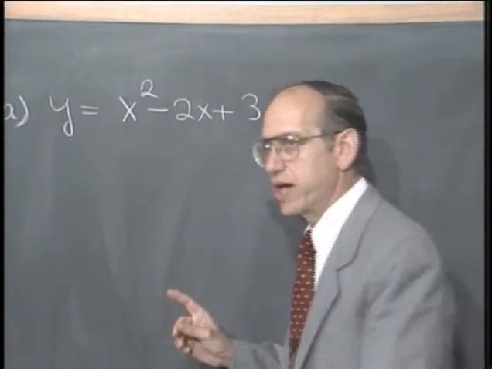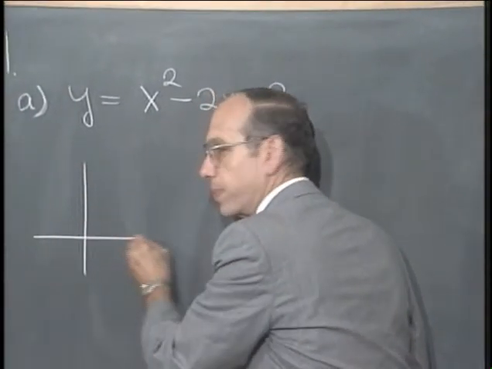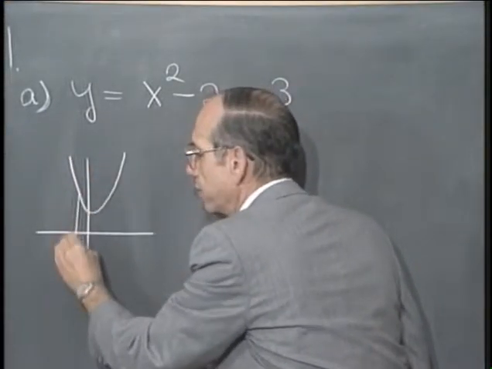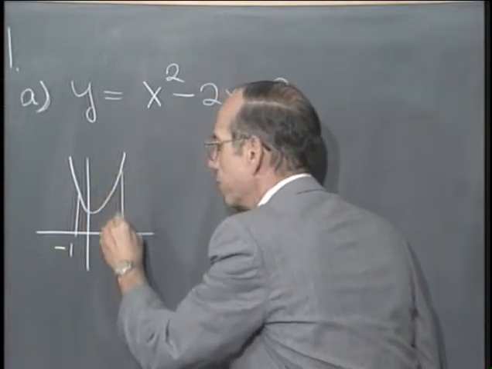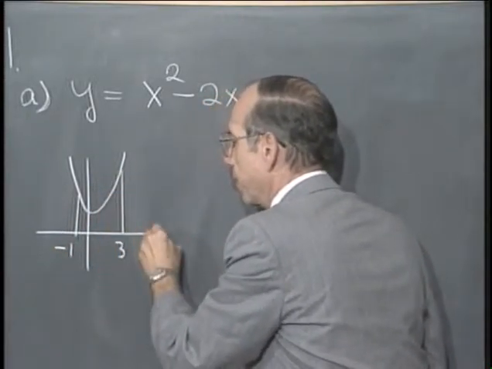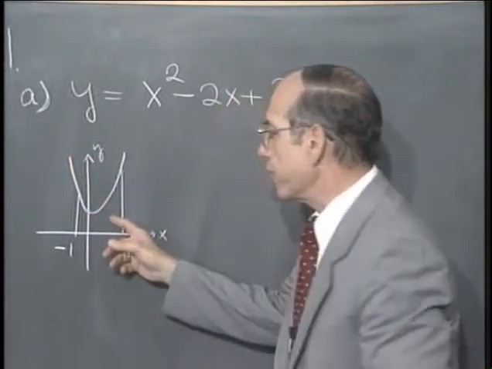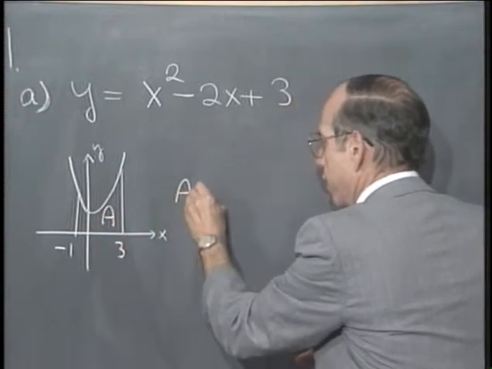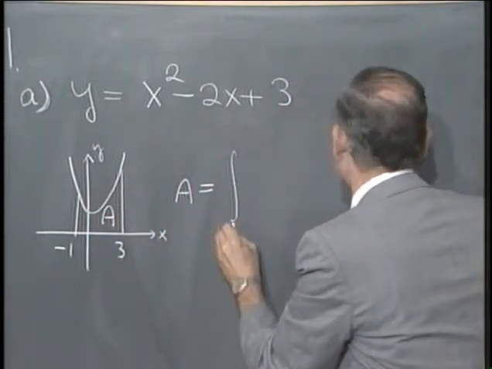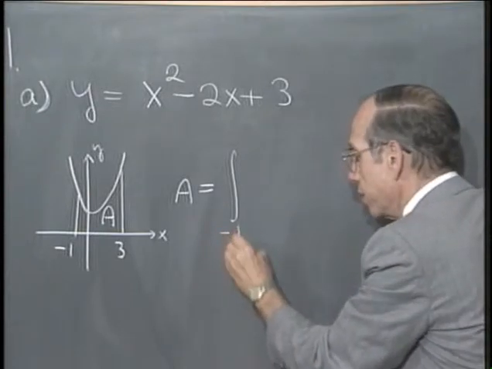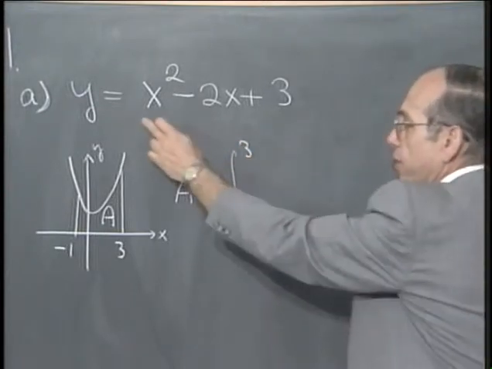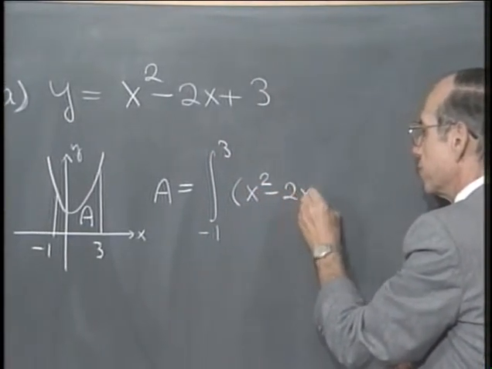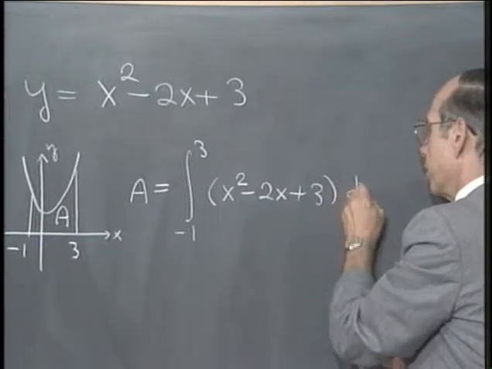Let me just draw a quick sketch of the graph you saw before. It looks like this, and the area we're looking at goes from -1 to 3. This area can be found by simply taking area equals the definite integral from -1 to 3 of this expression, x^2 - 2x + 3 dx.